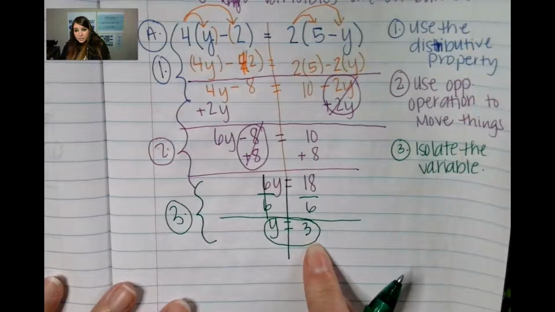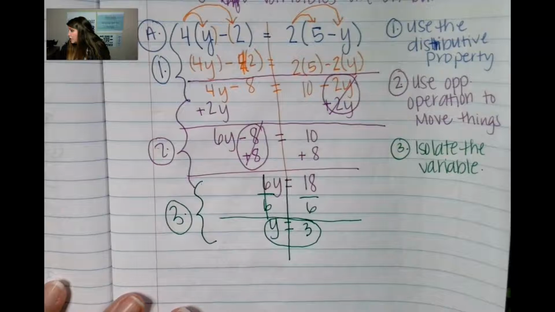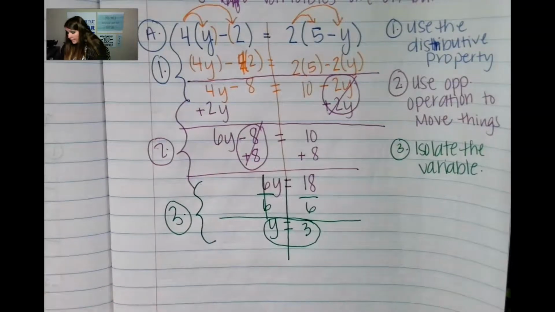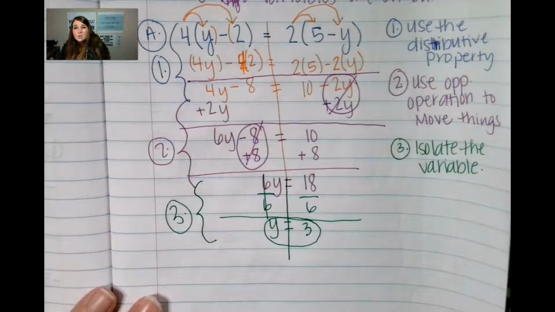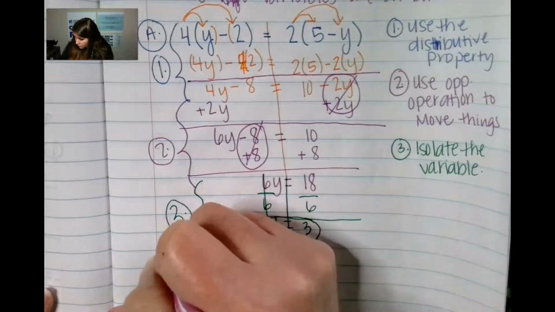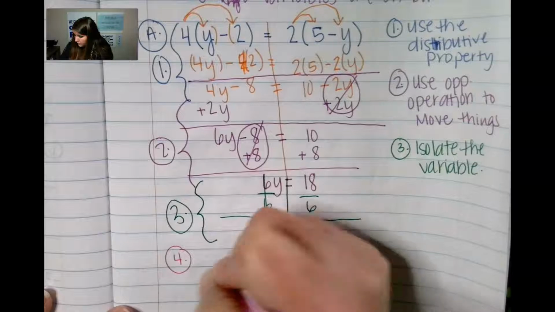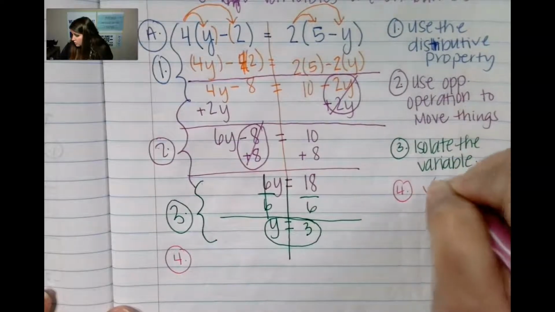So now what we're going to do is check our value. We're going to take this 3 and plug it back into our original distributive property. So step 4 is check it. Check your solution.